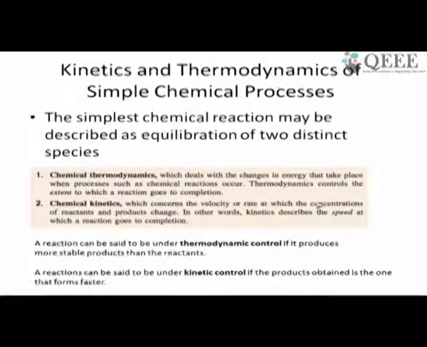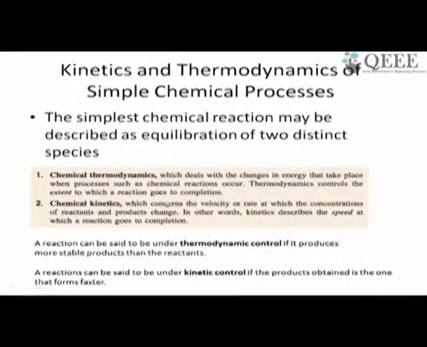The two most important principles before we begin reactivity are thermodynamics and kinetics. These are the two foremost principles that we need to understand before we begin understanding the reactivity of molecules. In general terms, the simplest chemical reaction may be described as an equilibration of reactants and products. Basically, what it means is that the energy of the reactants and the energy of the product should be considered, and this is the determining factor for predicting the reactions. So predicting the energies comes under chemical thermodynamics.